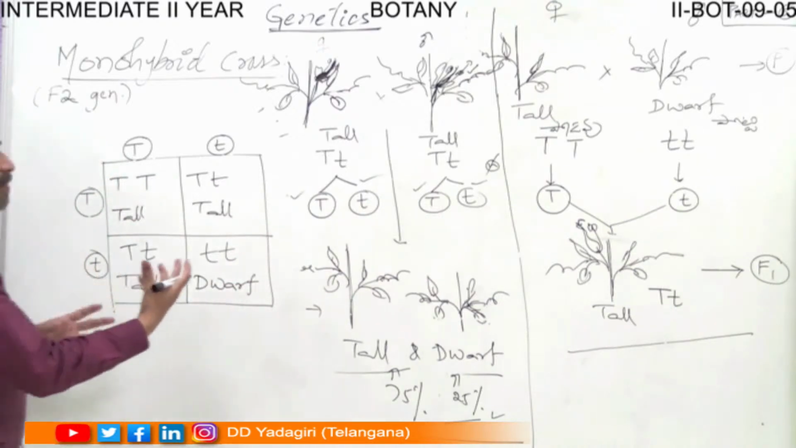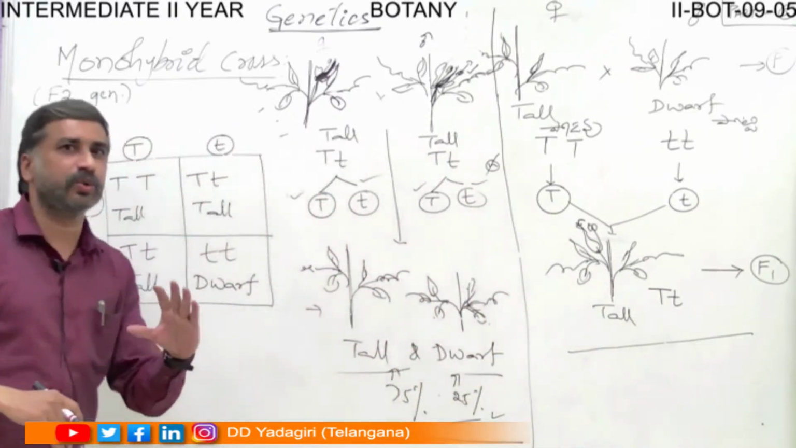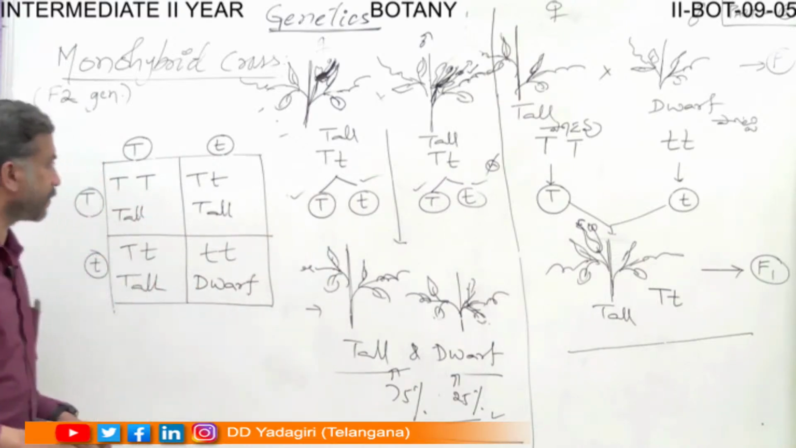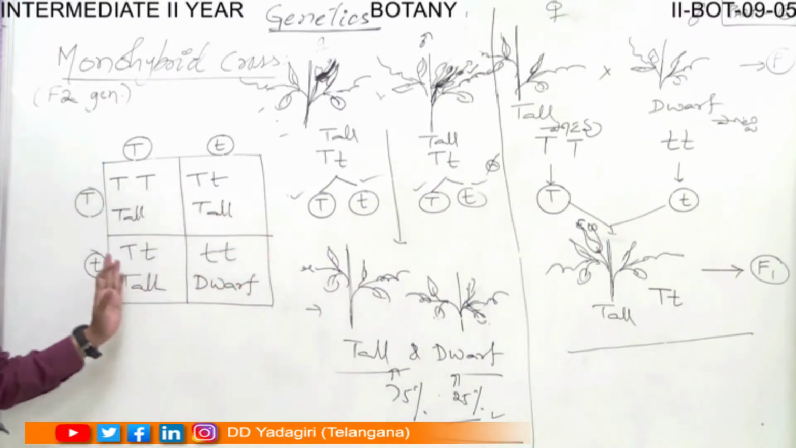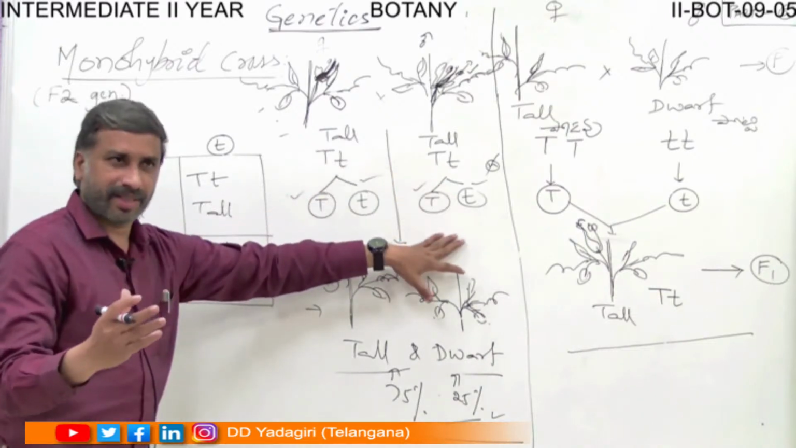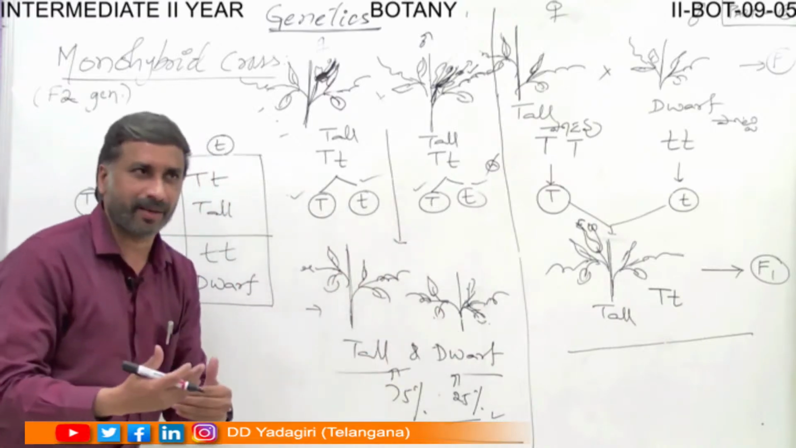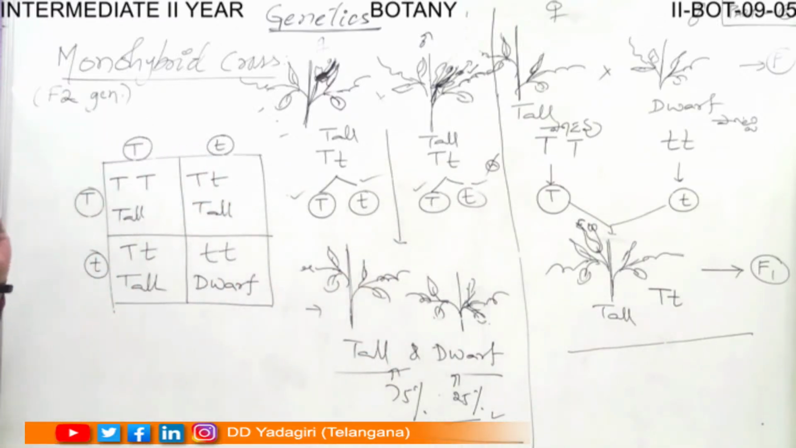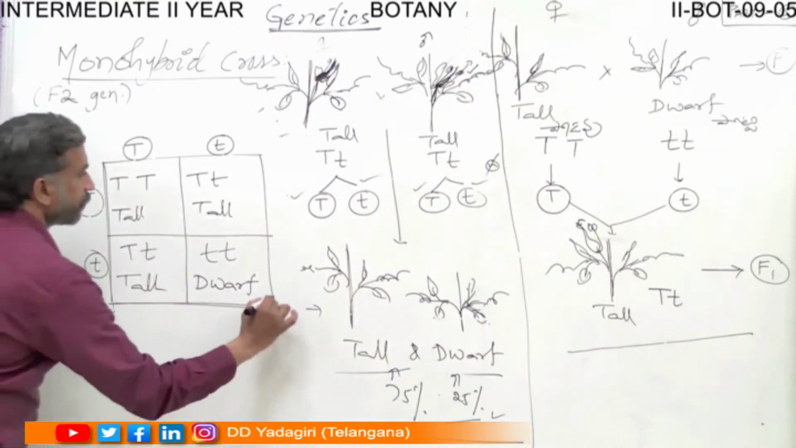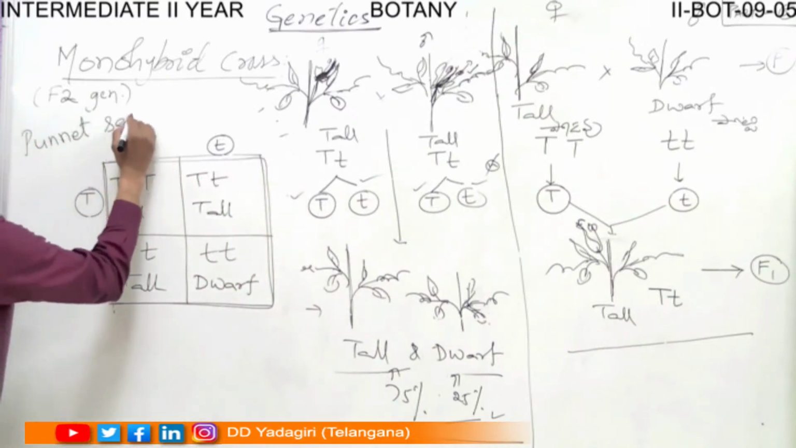So whatever may be the number of gametes produced, whatever may be the number of plants you develop or cultivate, the chances are only like this. This is the only type of mating here. So this representation is called a Punnett square. Punnett square.